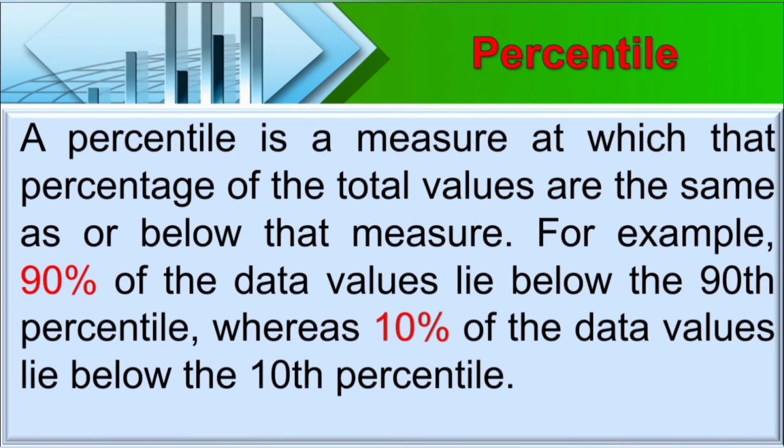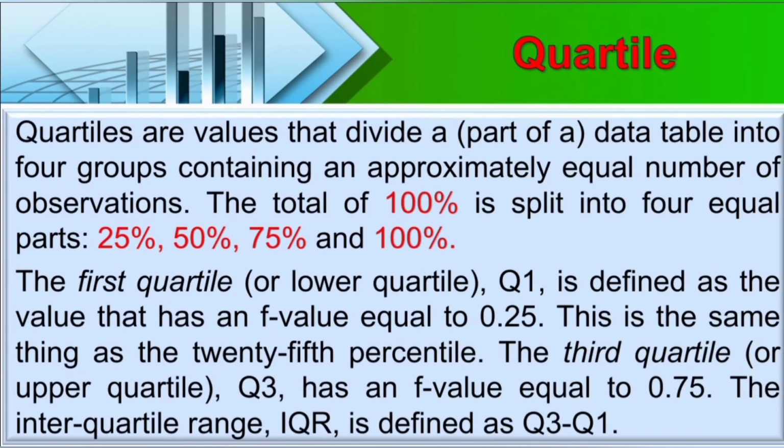Percentile. A percentile is a measure at which that percentage of the total values are the same as or below that measure. For example, 90% of the data values lie below the 90th percentile, whereas 10% of the data values lie below the 10th percentile. Quartiles are values that divide a part of a data table into 4 groups containing an approximately equal number of observations. The total of 100% is split into 4 equal parts, 25%, 50%, 75% and 100%.